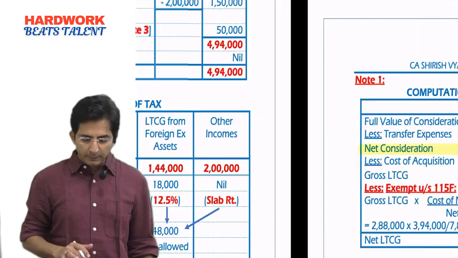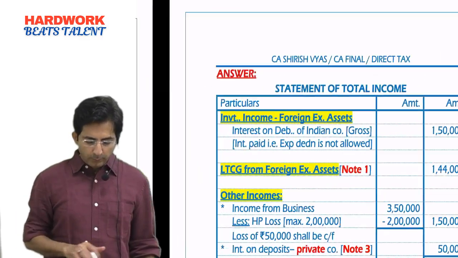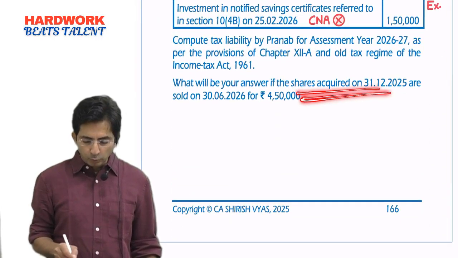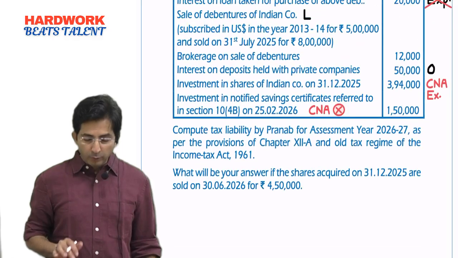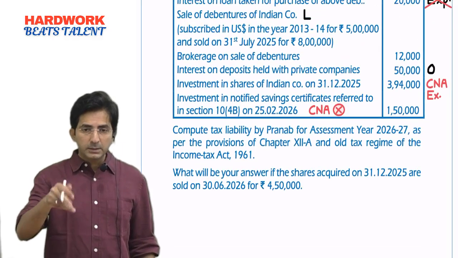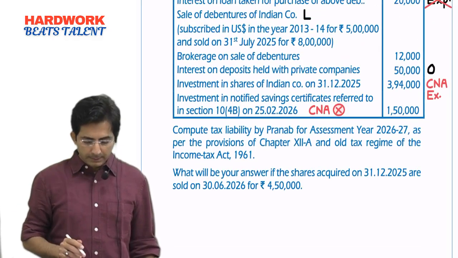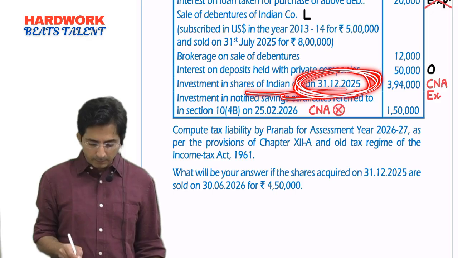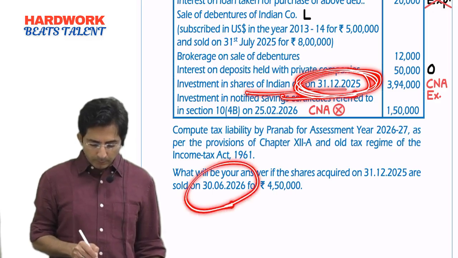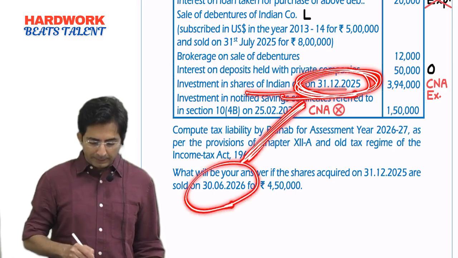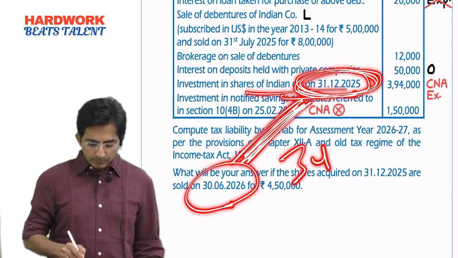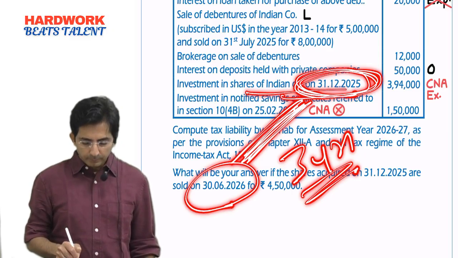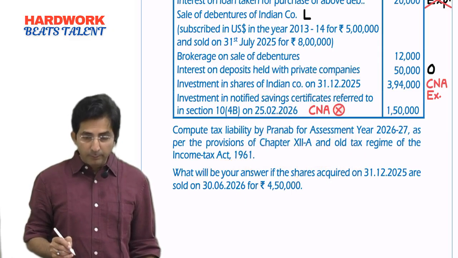And then one more thing was asked. What will be your answer if the new Sargo is sold? See, there is a rule that when you do reinvestment, the reinvested Sargo you cannot sell for 3 years. And the new Sargo he has acquired on 31st December and he has sold on 30th June 26. He has not kept it for 3 years. That means he has broken the lock-in period. So what happens? Exemption will be withdrawn.